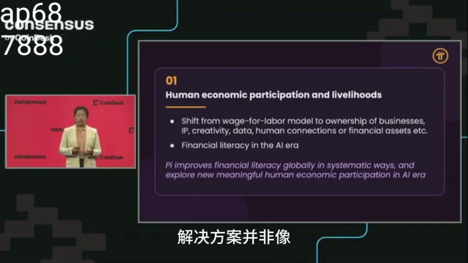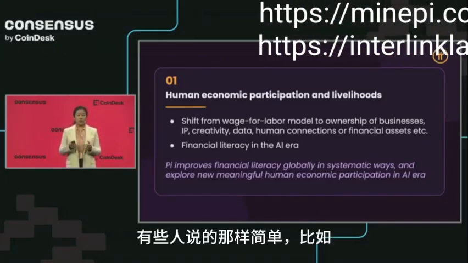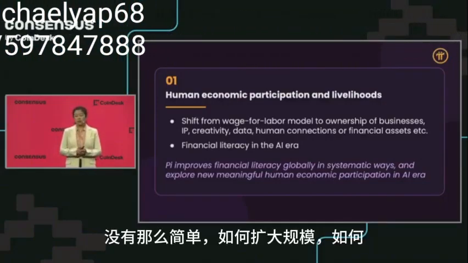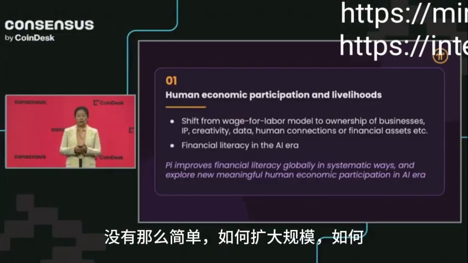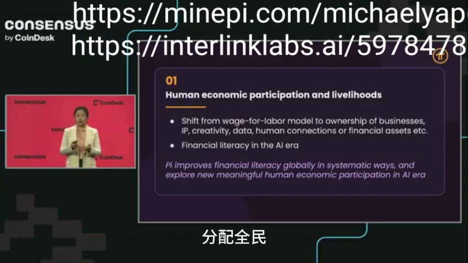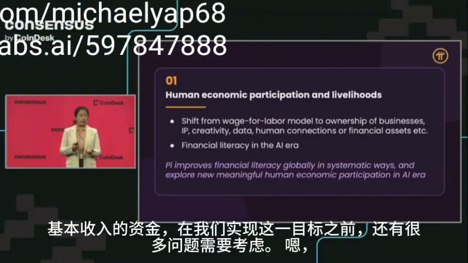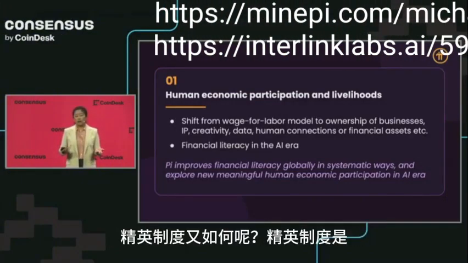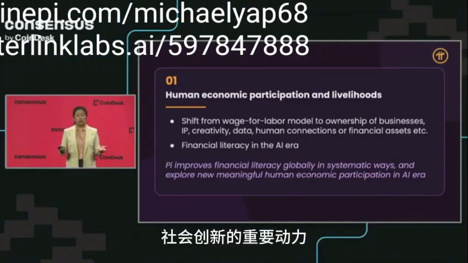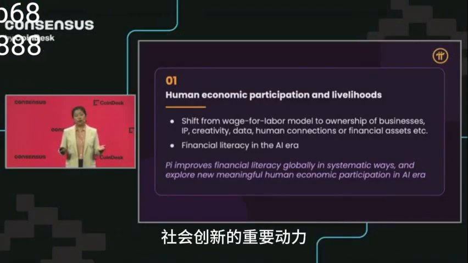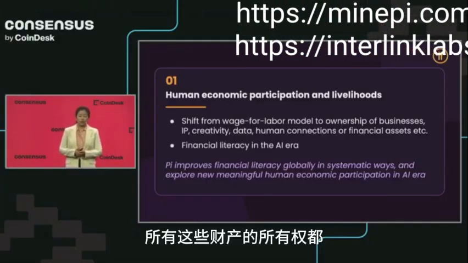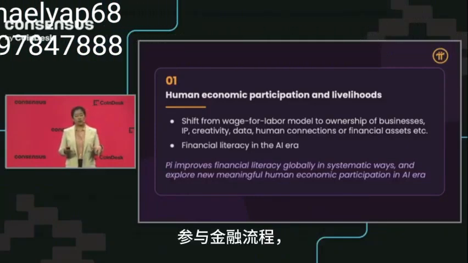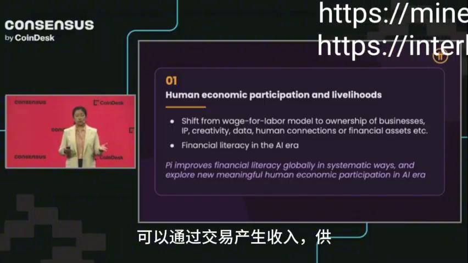And the solution is not just, some people say, oh, the solution is just universal basic income. It's not that simple. How to scale, how to distribute universal basic income? Before we get there, how do people live without a paying job? And also, how about meritocracy, which is an important motivation for society's innovation? The ownership of all this can participate in financial processes and can be transacted to generate income for people to live on.